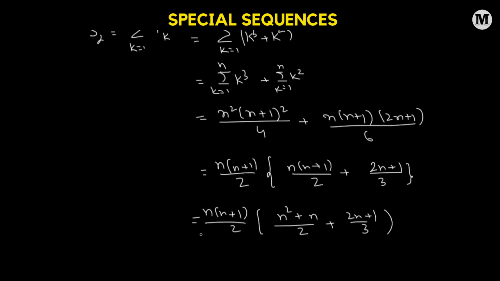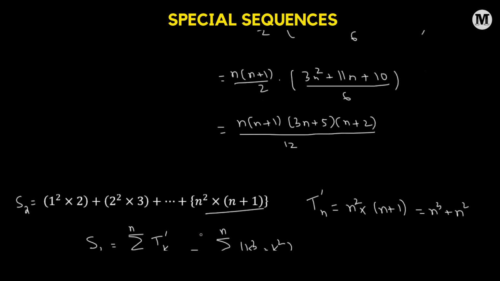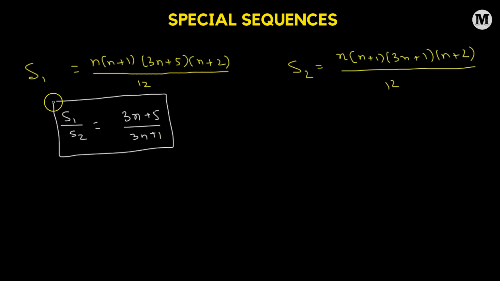Now what we'll do, we'll take the ratio. Initially we obtained the sum S1 that came out to be n times (n plus 1) times (3n plus 5) times (n plus 2) over 12. And we're going to divide it by S2. So when we divide the sum S1 by S2, all the common factors get factored out, and that leaves us with (3n plus 5) divided by (3n plus 1). And this is what we needed to verify.